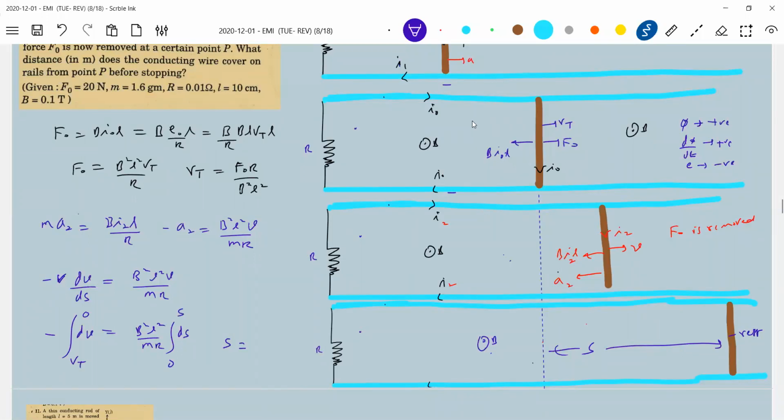How much will s be? 32, sir. 32. 320 is given. Check the answer. Resistance R is 0.01. Length is 10 centimeter, you have to convert it to meter.